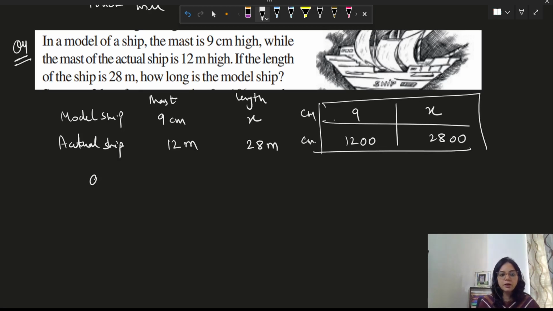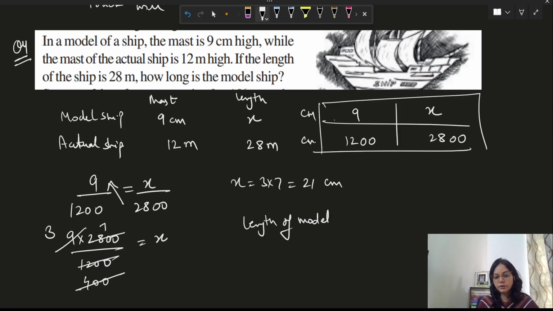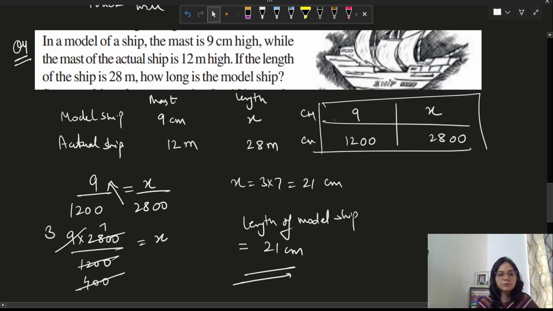So now let's calculate it. Again, the ratio remains the same. Two quantities, let's take it over here. So 9 into 2800 by 1200 is x. Cancel it out. You can cancel it by 3. 3 threes are 9 and 3 400s are 1200. With 400 you can cancel 7. Okay. So x comes out to be 3 into 7, which is 21 centimeters. So length of model ship is equal to 21 centimeter. I hope this is clear. Okay, students. Now let's move to the next question.